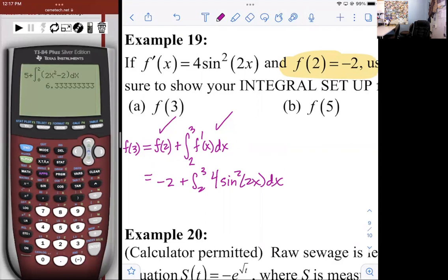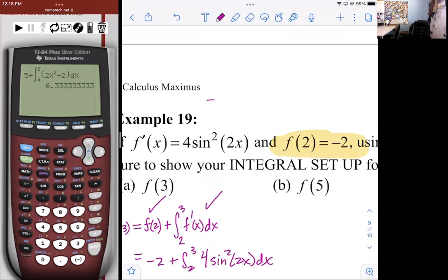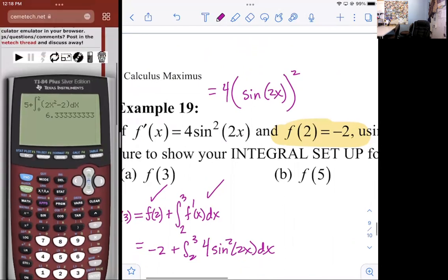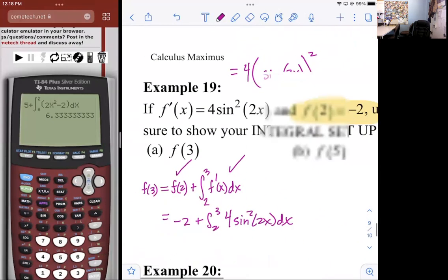Now, because I want to do this multiple times for A, B, and C, I don't want to have to type in the function repeatedly. So this is a good time to consider putting it into y1. Now let's do that. That's no mean feat. 4 sine squared of 2x is the same as 4 parentheses sine of parentheses 2x. Close it for the angle, close it for the trig function, and then square it. That's how you want to type it into the calculator. Make sure you add those extra parentheses. There's no way on the calculator to type it in as sine squared in the condensed notation.